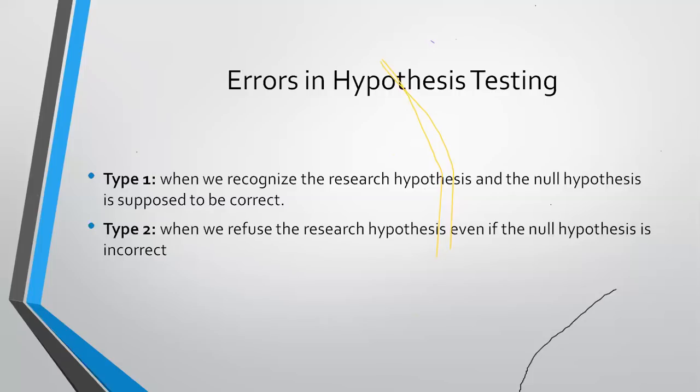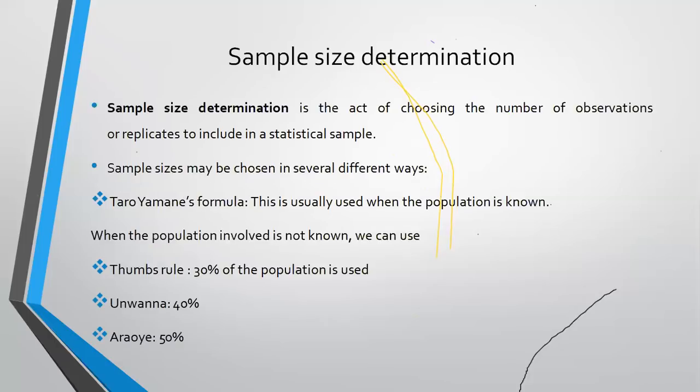And how can you reduce this type of error? To minimize this error, you ensure that you minimize the significance level of the hypothesis. Your significance level of hypothesis can be minimized to 1%. Usually we use 0.05 as your significance level.